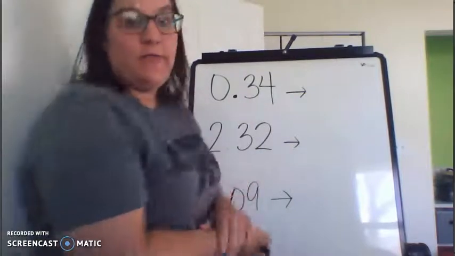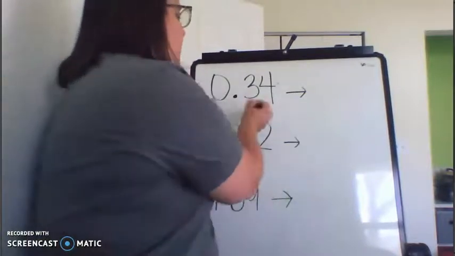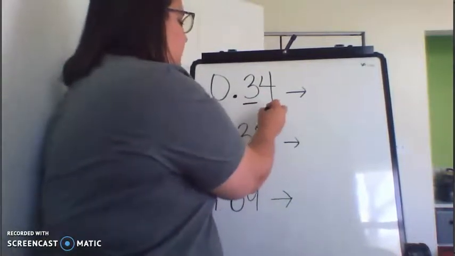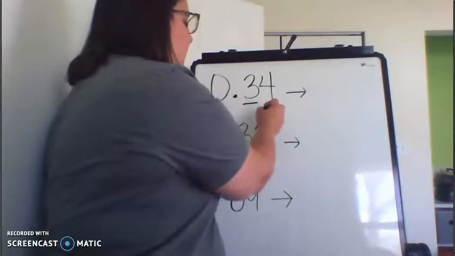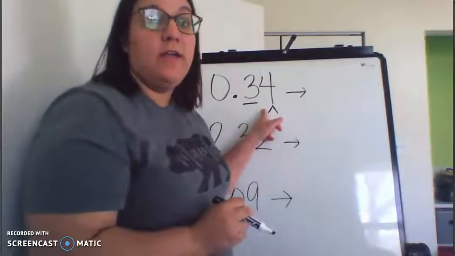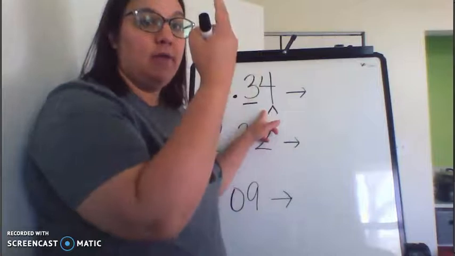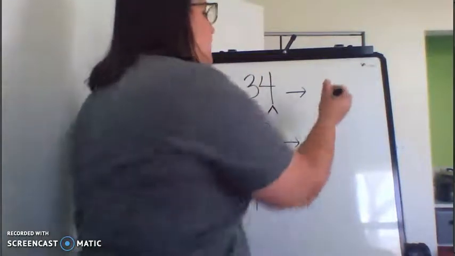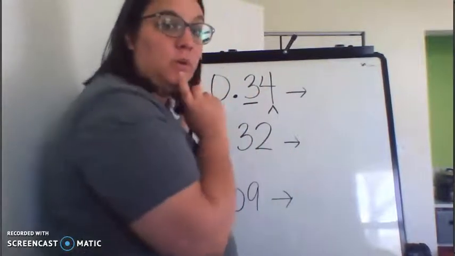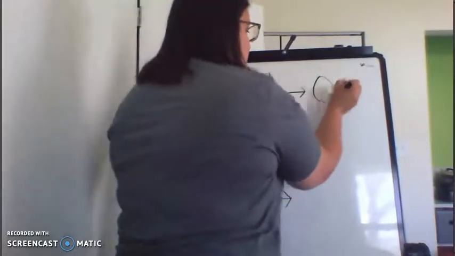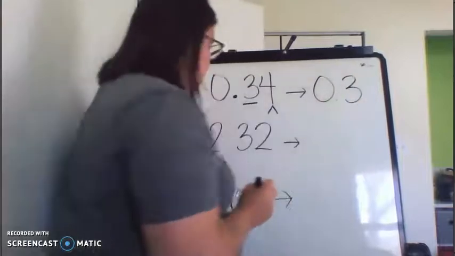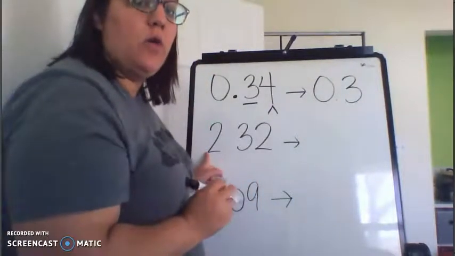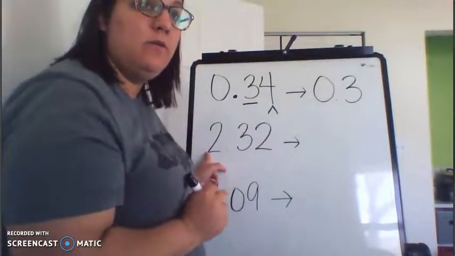So the 0 and 34 hundredths. We want to round to the tenths place, so we look to the right in the hundredths place. That's a 4. If it's 5 or more, we round up. If it's 4 or less, we round down. It is 4 or less, so we're going to round down. So that rounds to 0 and 3 tenths. Try this one on your own. I'll wait just a second. You can pause the video.